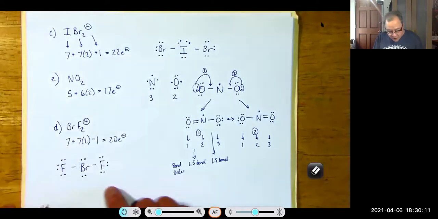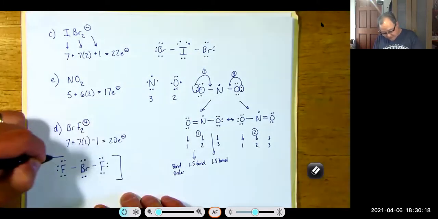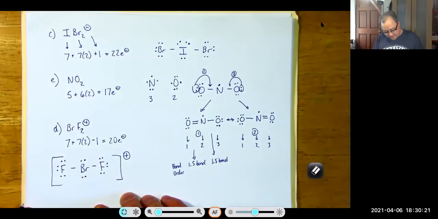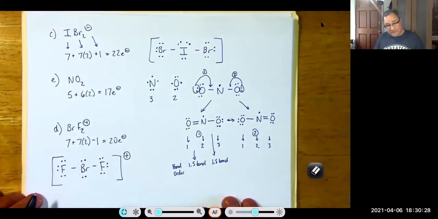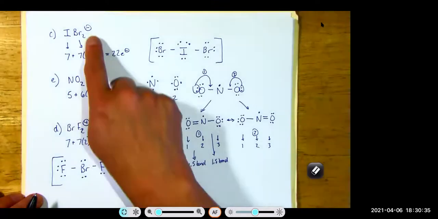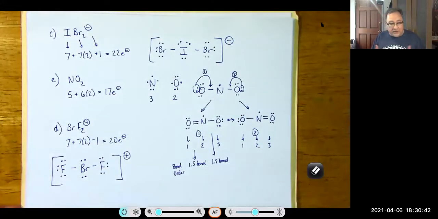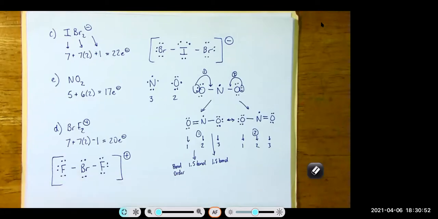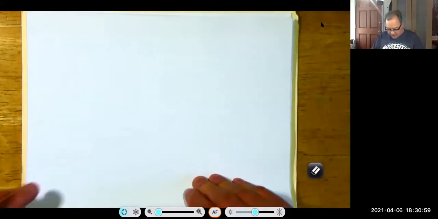Now, one of the things I forgot to show you for C, which I'm going to show you for D, is that when you're done here, you have to do this. So what do I have to do up here? Place brackets. And add the charge. Correct. So when you don't use brackets, it means it's a molecule. It's not an ion. When you use brackets, it means it's an ion. And you always put the charge on the outside of the bracket. Okay, so those are those molecules and ions.